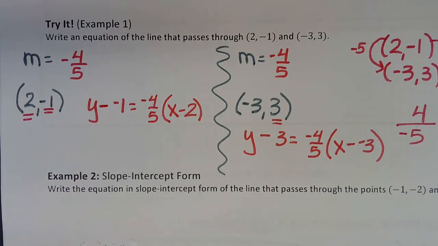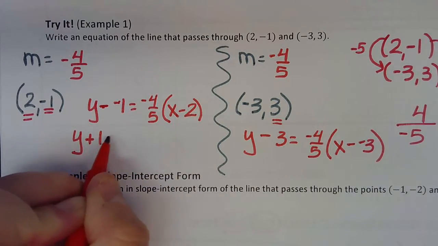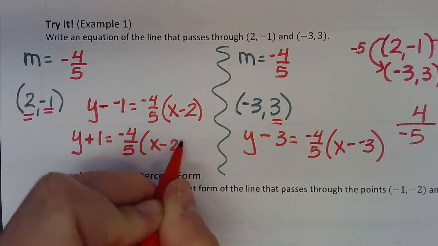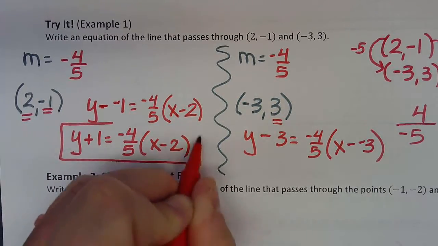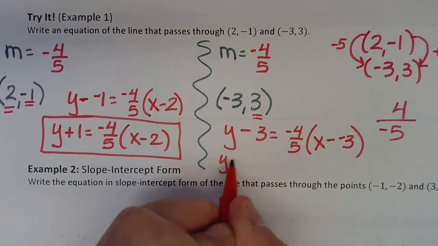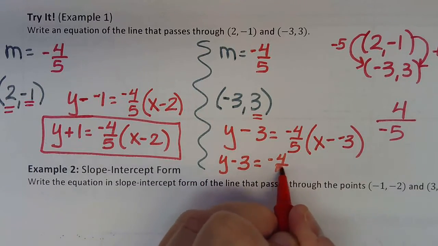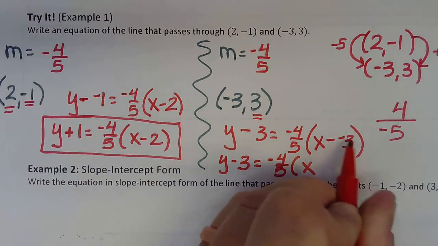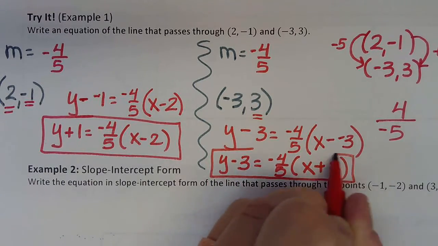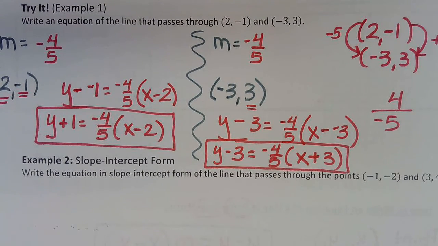So then to simplify, whenever you have a double negative, change it to a plus. So y plus 1 equals -4/5 (x minus 2) is one possible answer you could have. Or if you use the other point, you should have y minus 3 equals -4/5 (x plus 3), with the double negative becoming a plus. So just be careful with those double negatives. Any questions on that?